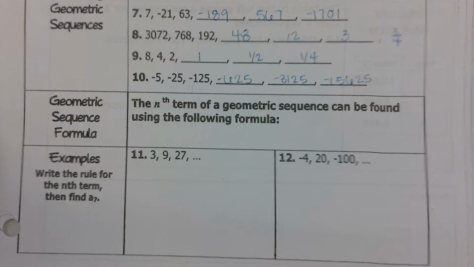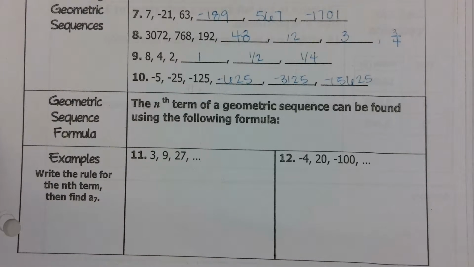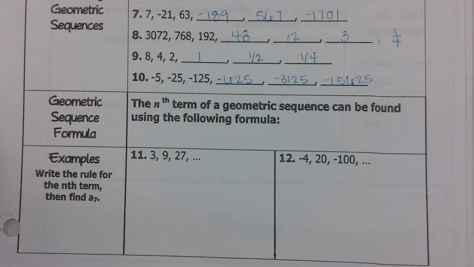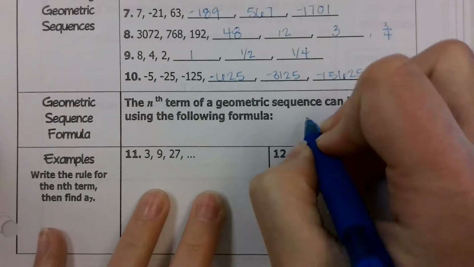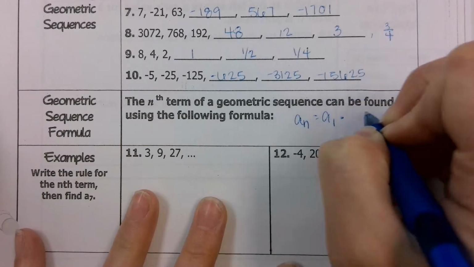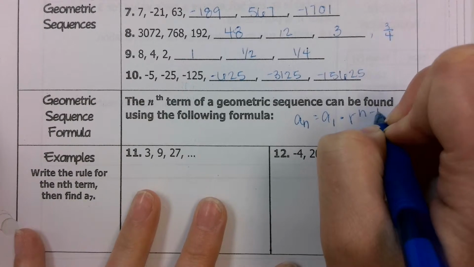So y'all remember yesterday how we said that if you wanted to find like the 100th term of the sequence, you could just keep adding whatever. Same idea here, if we want to find the 100th term of the sequence, we could just keep multiplying by whatever. But there's a rule, a little shortcut that's going to make it easier again. So our rule today is a sub n equals a sub 1 times r to the n minus 1.